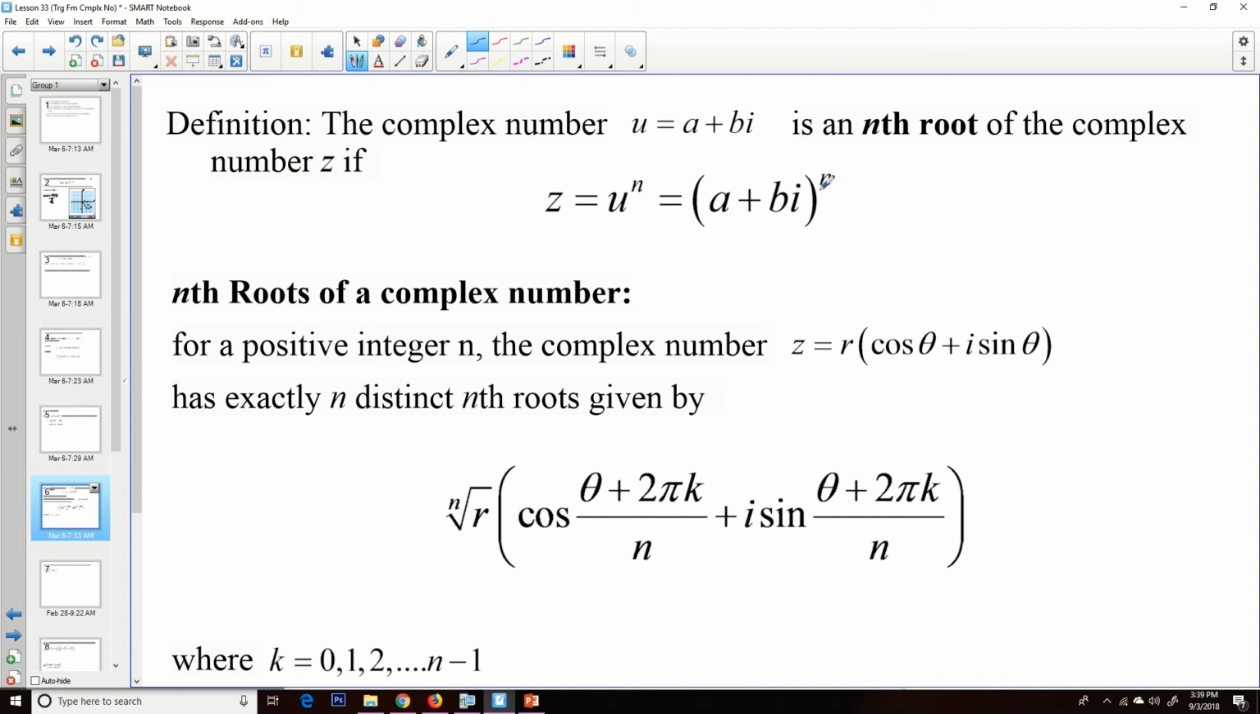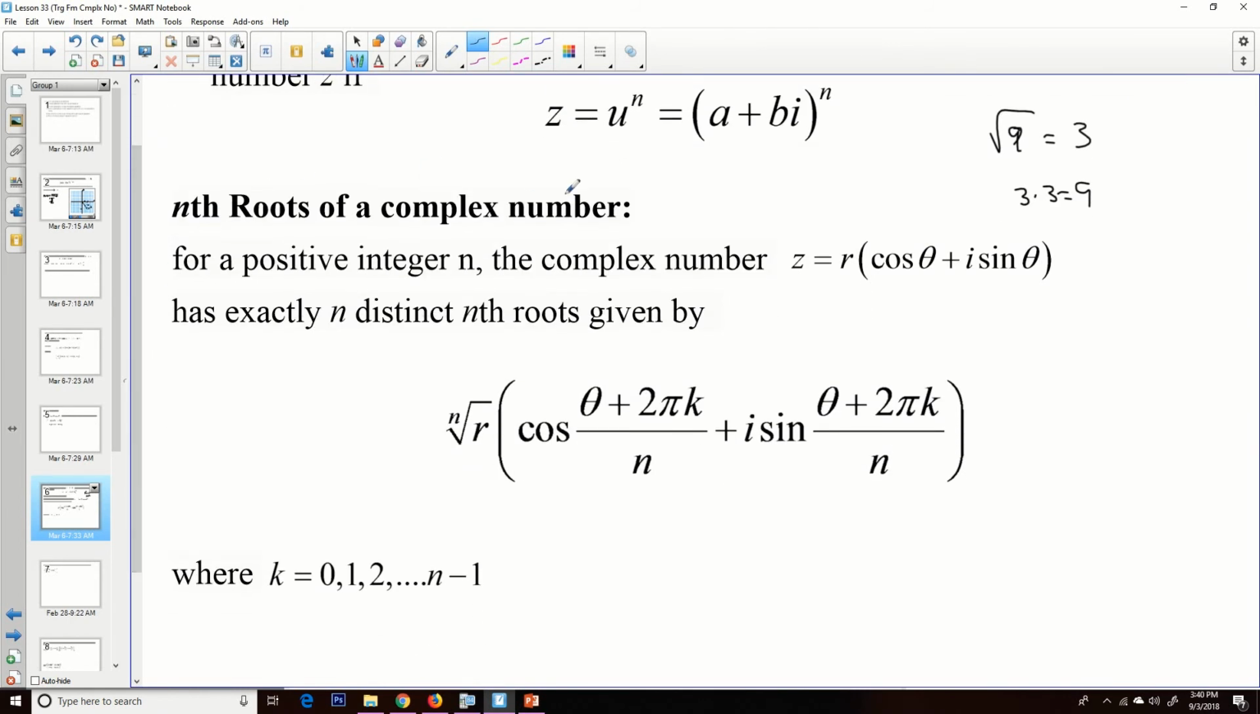And so that kind of comes from, how do we know that the square root of 9 is equal to 3? Because 3 times 3 is equal to 9. So if this is an nth root of some complex number, then when I raise it to the nth power, I should get that complex number. So how do I find the nth roots of a complex number? And so we could have multiple roots in the complex plane.